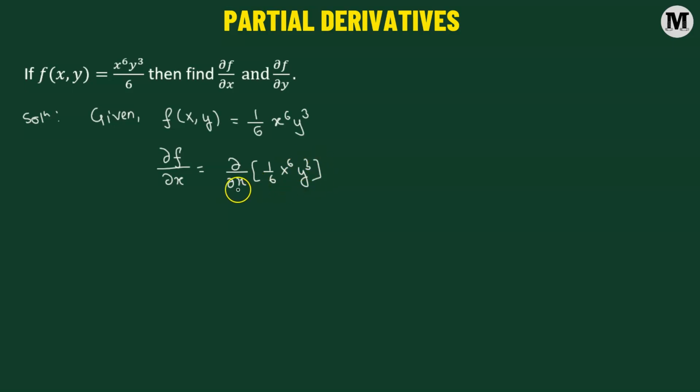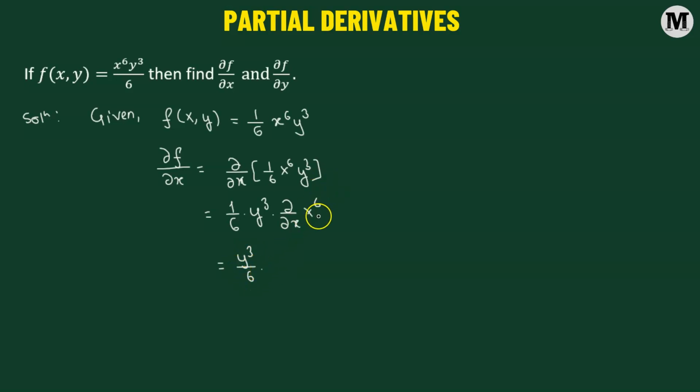Now since we are taking the partial derivative with respect to x, only x will be the variable. Everything else is going to be treated as a constant. Now 1/6 is already a constant, so we can pull it out of the derivative, and we are also going to pull out y cubed. So we have y cubed multiplied by the derivative with respect to x of x raised to the power of 6. We now have y cubed divided by 6 times.